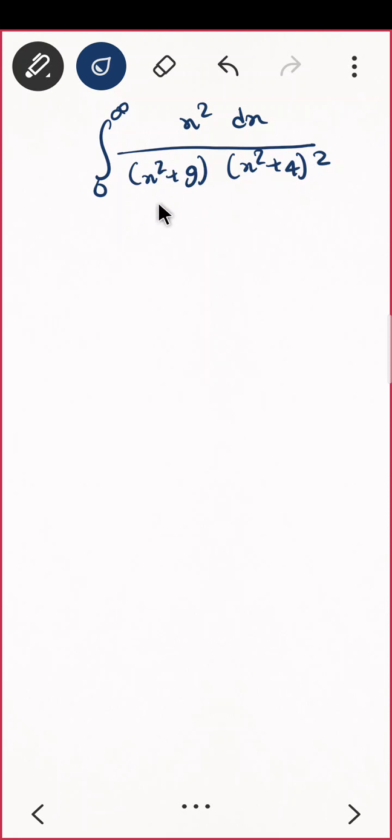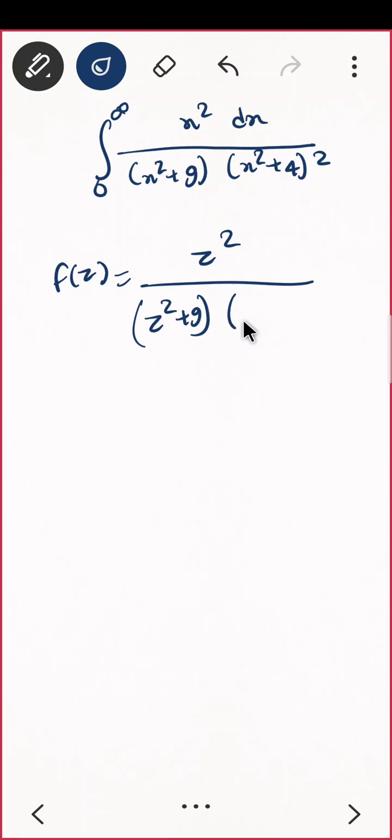So first of all write f of z: z square upon z square plus 9 into z square plus 4, the whole square. What are the roots? Z square plus 9 roots are plus minus 3i. What about this one? Plus minus 2i, correct? Multiplicity is different here. You see, in total we are having 6 roots.